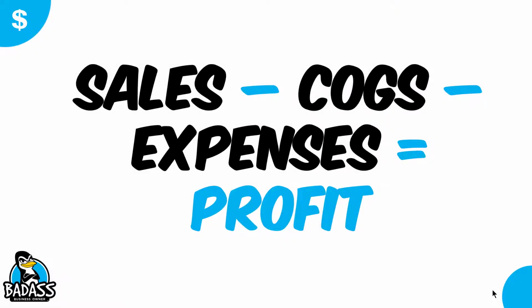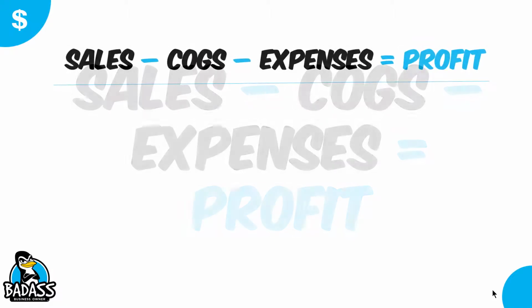All right, the first thing we have to do is remember our number one calculation. Sales minus cost of goods minus expenses equals profit. This is the core of everything that you do in order to go from what you take in to what you get to put in your pocket.